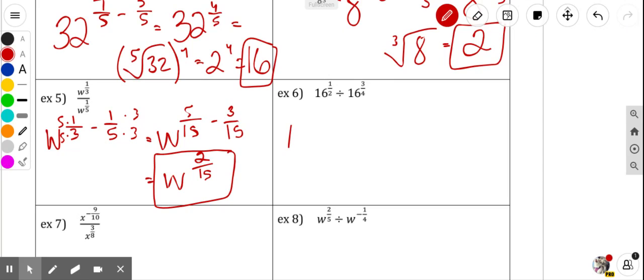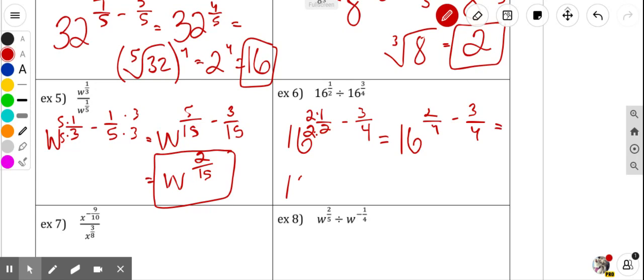So again, 16 to the 1/2 minus 3/4. They don't have a common denominator, so we have to make them have a common denominator, which is going to be 4. So this one just needs to be multiplied by 2. So it turns into 16 to the 2/4 minus 3/4. So 2/4 minus 3/4, 2 minus 3 is negative 1. So this turns into, I'll go on the next line, 16 to the negative 1/4.